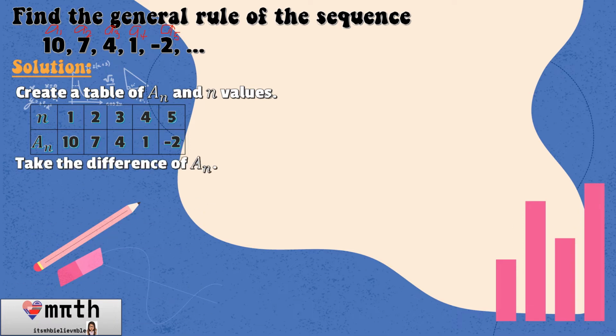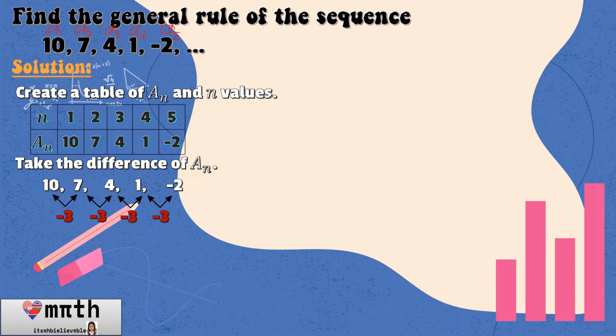Now, let us take their difference. 7 minus 10 will be equal to negative 3. 4 minus 7 is equal to negative 3 also. 1 minus 4 is also negative 3. And negative 2 subtracted by 1 is also negative 3.